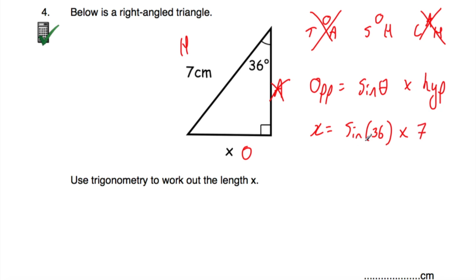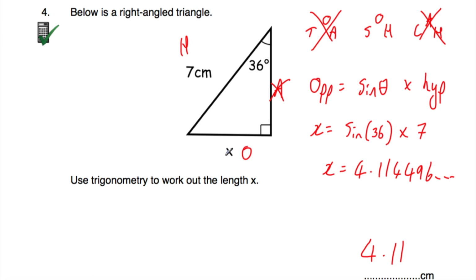So if we do on our calculator the sine of 36, close brackets, multiplied by 7, that will give us our answer. I close brackets because otherwise the calculator thinks I'm doing the sine of 36 times 7, and I'll do 36 times 7 and then do the sine of that, and you'll get the wrong answer. But if you do the sine of 36, close brackets, multiplied by 7, you get that x, the opposite, is equal to 4.114496 and so on centimeters. And let's round that to 2 decimal places. That'll be 4.11.